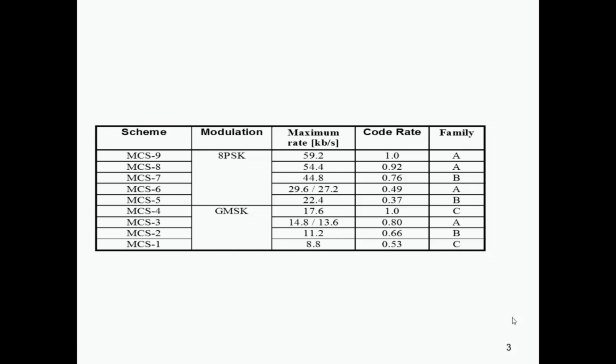Now MCS4 provides a data rate of 17.6 kilobits per second, whereas the coding rate is 1.0, and it also belongs to family C. You can see in all modulation schemes that for 8PSK the data rate goes from higher to lower as we move from MCS9 to MCS5, because we insert more error checking bits in it. Similar is the case for GMSK.